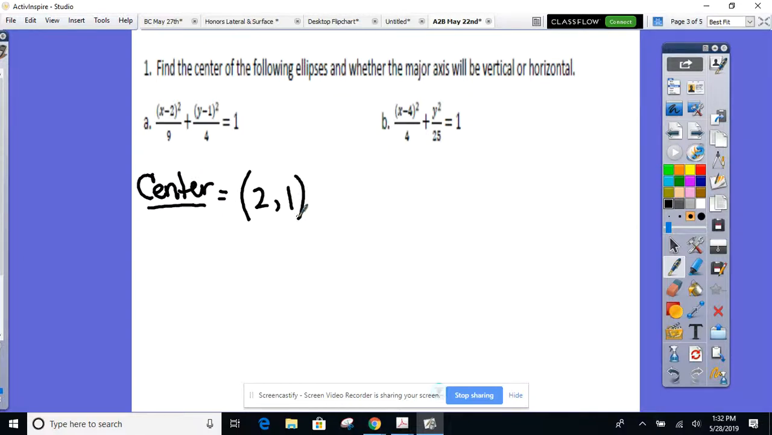The major axis, is it going to be horizontal or vertical? Where's the bigger denominator? 9, and it's below the x. So think x-axis right now in your head. Is that horizontal or vertical? Horizontal. So we say the major axis is horizontal. And you're going to tell me how long it is in a couple minutes.